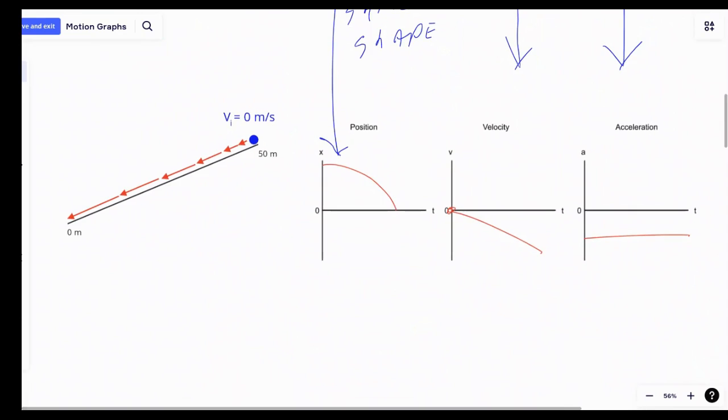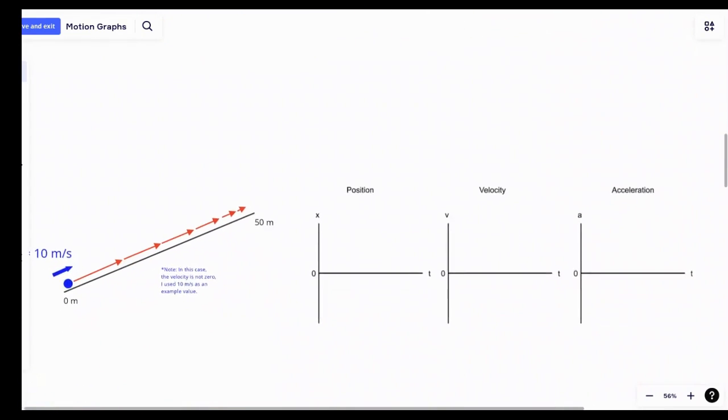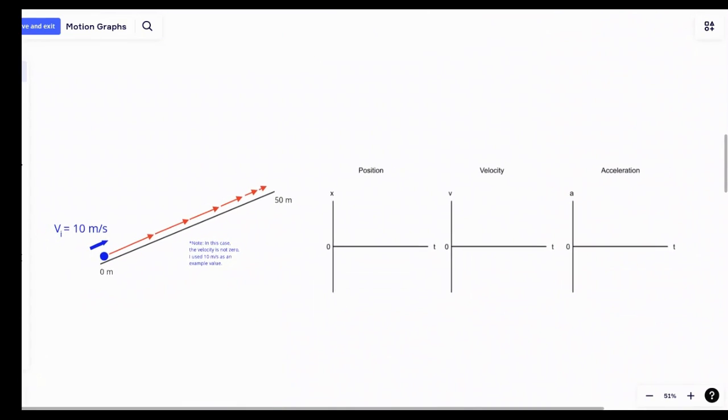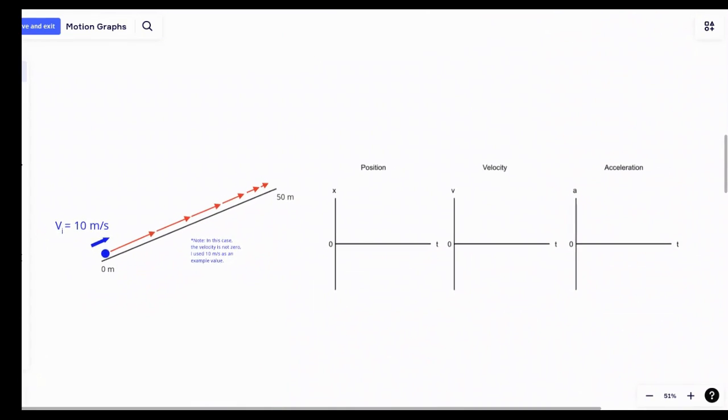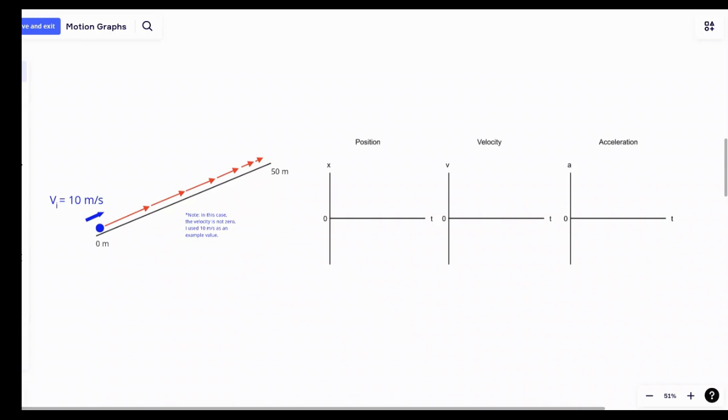Okay, the next one. All right, in this situation, I have a ramp or a hill, and what I'm doing is I'm going to give it a push, an initial push or an initial velocity going up the hill. Okay, now as it goes up the hill, it starts with a certain magnitude velocity, but as it goes up, the velocity gets smaller, smaller, and smaller because the acceleration due to gravity is slowing it down. Okay, so how do I demonstrate that?